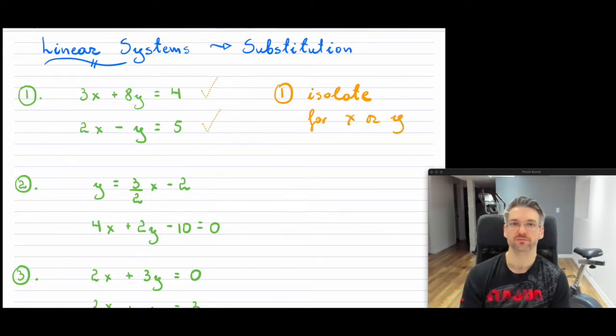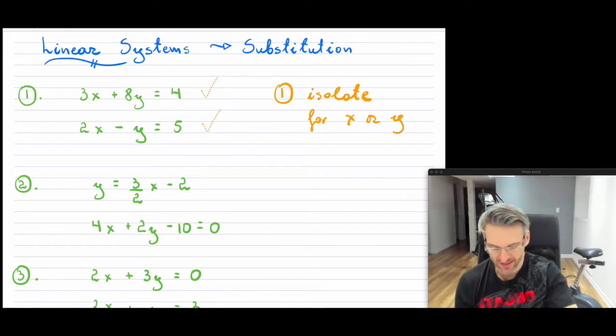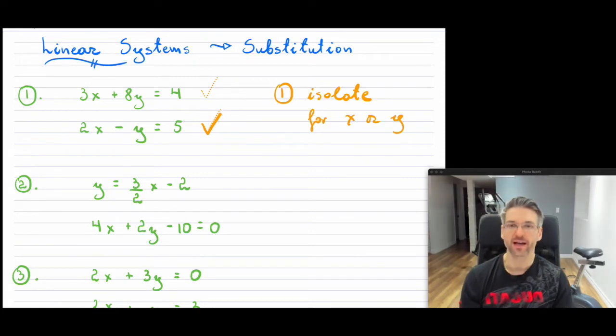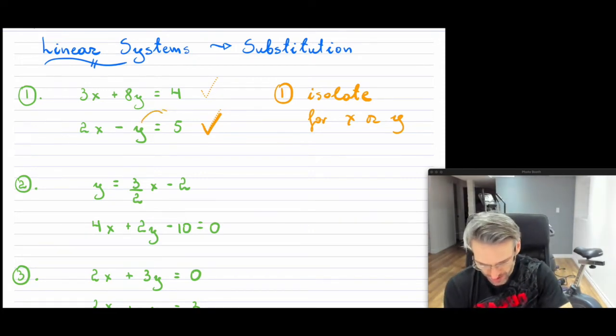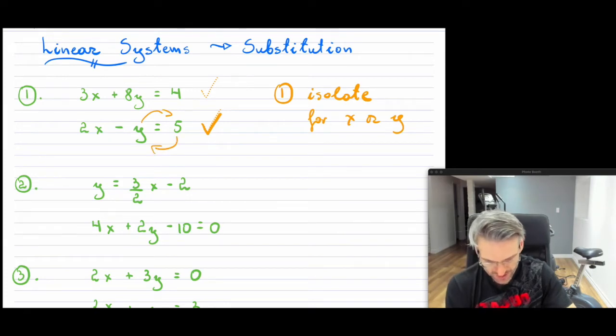You choose. Doesn't matter. All right? Now, once you isolate it, you will have an equation. So if you're isolating for y, you're going to have an equation for y. For example, if I take this line right here and isolate it for y, I'm going to take this y over on this side and then take this 5 over on this side. What I'm going to get is 2x minus 5 is equal to y. So I isolated it for y.